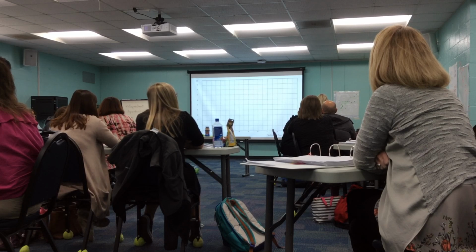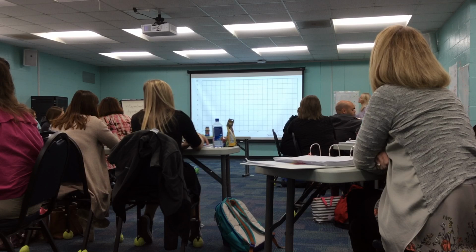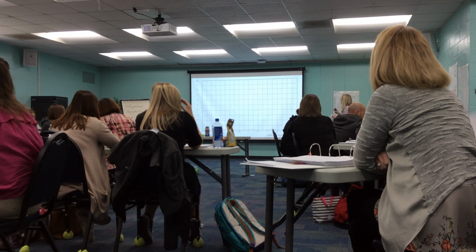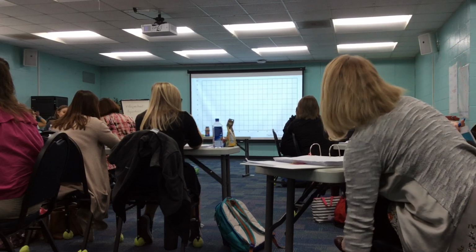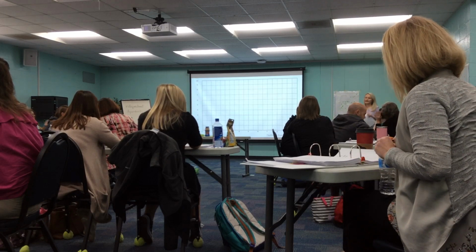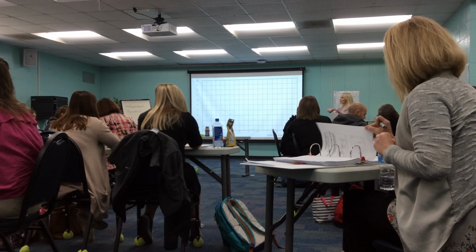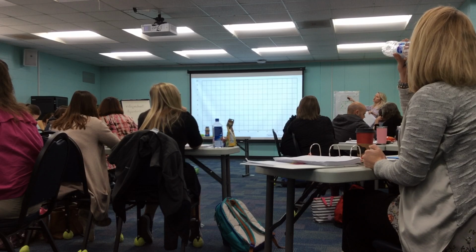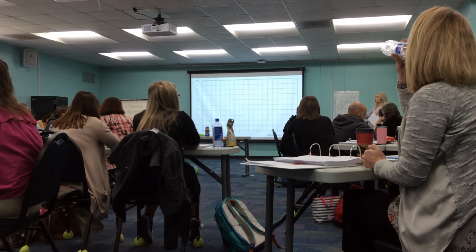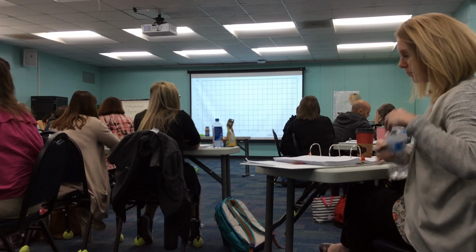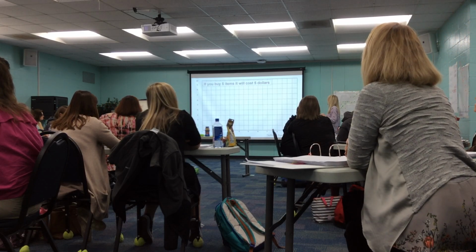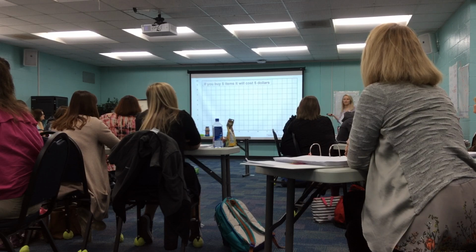All right, so now let's plot what's going on here. So from the story, now we can show a representation. So we started in the concrete, we acted it out, we talked through it, we developed some vocabulary. Now we're going to move on to showing a representation while continuing to discuss the concept. So if you buy five items, it will cost $5. So how do I plot that?